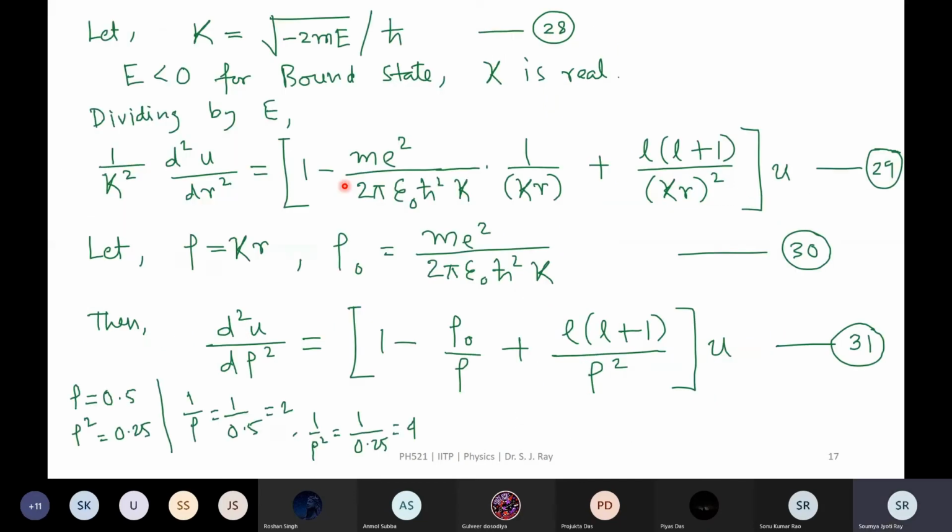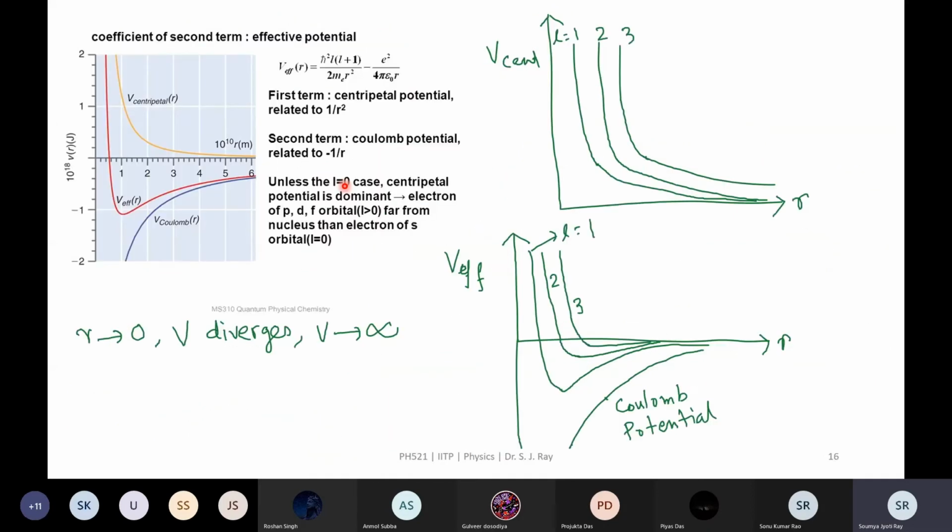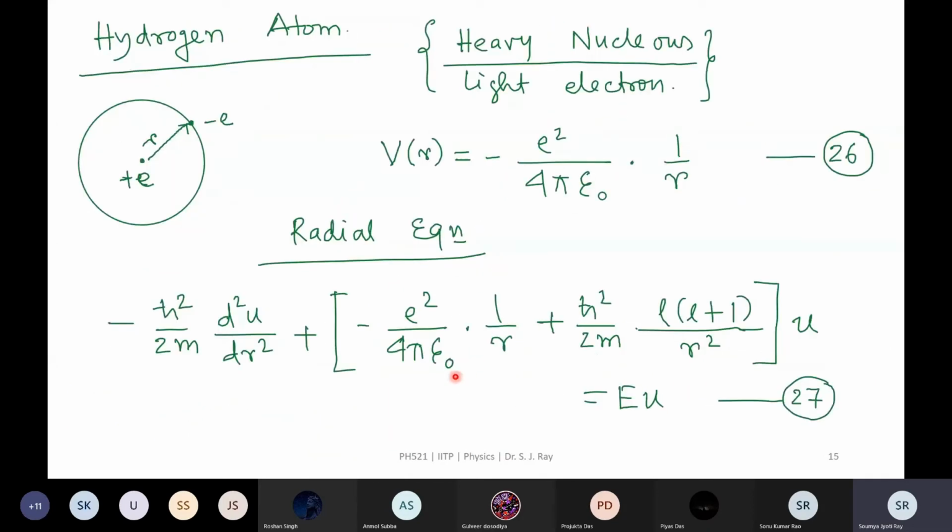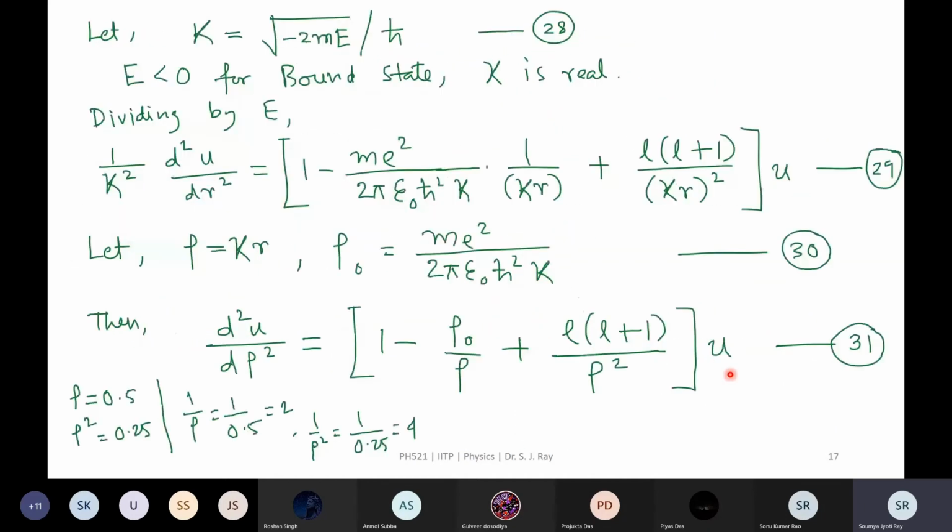Now if you want to solve further, we ended up here. Basically, we have this equation: d2u/dr square equals 1 over r square within the bracket, and u on the right hand side. To solve it, we consider a replacement of variables. I will use k equals minus square root of 2mE divided by h bar square. For a bound state, we know that energy has to be negative. So if E is less than 0, then k has to be real.